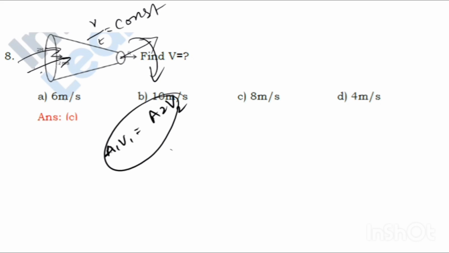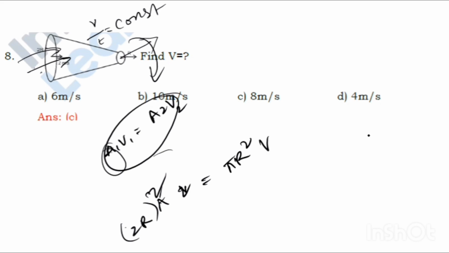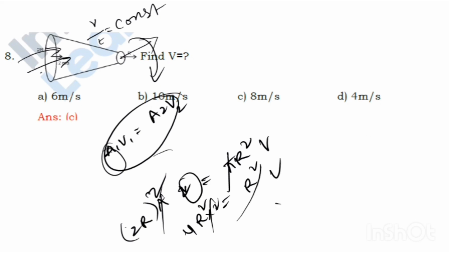So here, area is pi r square with radius 2r, into v1, that is 2 meter per second, is equal to pi r square into v, right? Pi gets cancelled, 4r square into 2 is equal to r square into v. Here v is equal to 8 meter per second, right? This is a very simple question.